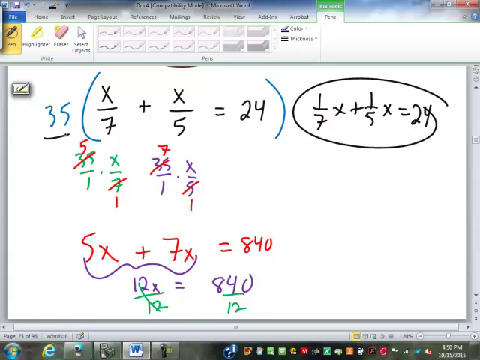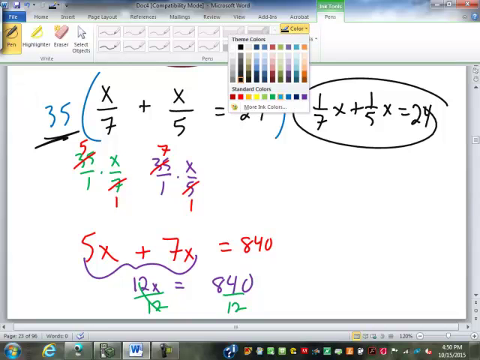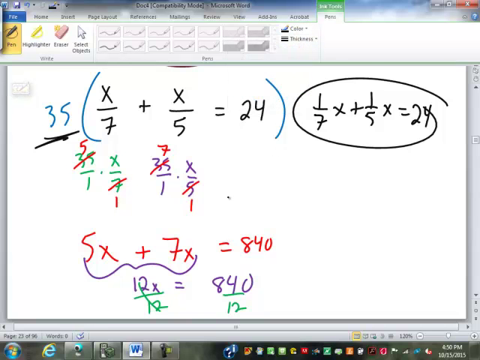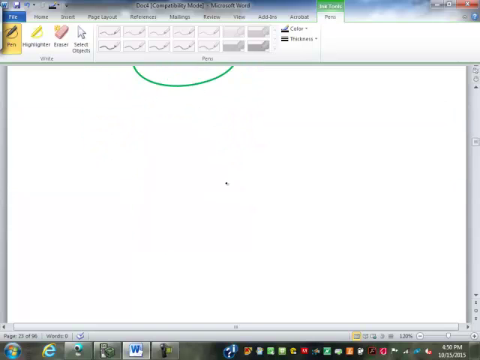But the reason I showed you this method of multiplying by that common denominator is we're going to run into equations where we cannot do that. Those equations will look something like this.